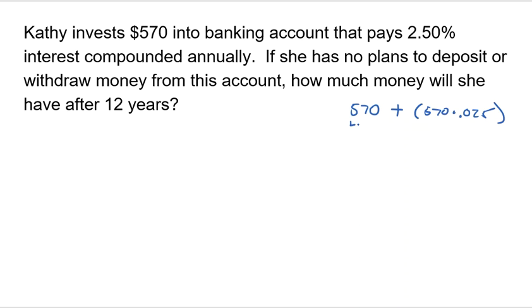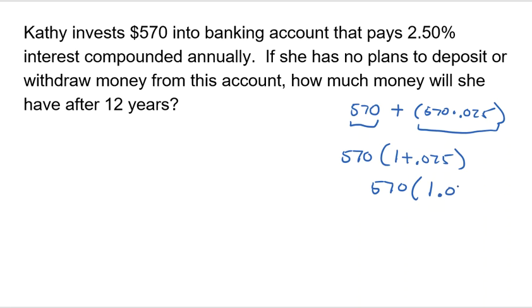So this is how much she had in there already. This is how much they're going to add into there. One way you could look at this is that both of these terms have a 570, so you could factor out that 570 and you get 1 plus 0.025. So it actually makes sense to say, how much money will she have? Well, it's 570 times 1.025. So please make sure you understand that, right? We're starting with 570, but then we're going to multiply by 1.025.